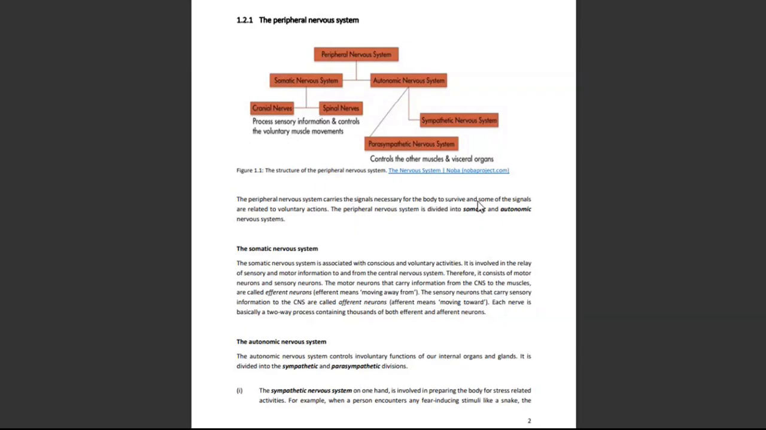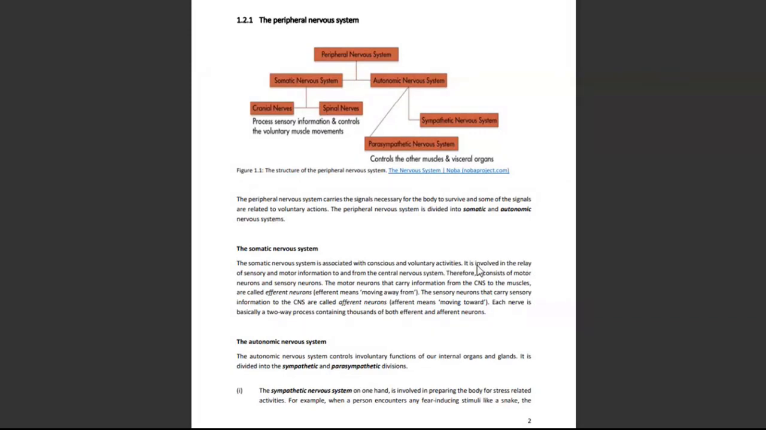Some of the signals are related to voluntary action, but most of the signals are involuntary. So they play around with it, but the key here is voluntary action. The peripheral nervous system is divided into the somatic and autonomic nervous systems. Let's see the difference between the two. They say the somatic nervous system handles voluntary actions. The somatic nervous system is mainly conscious and voluntary. You highlight that.